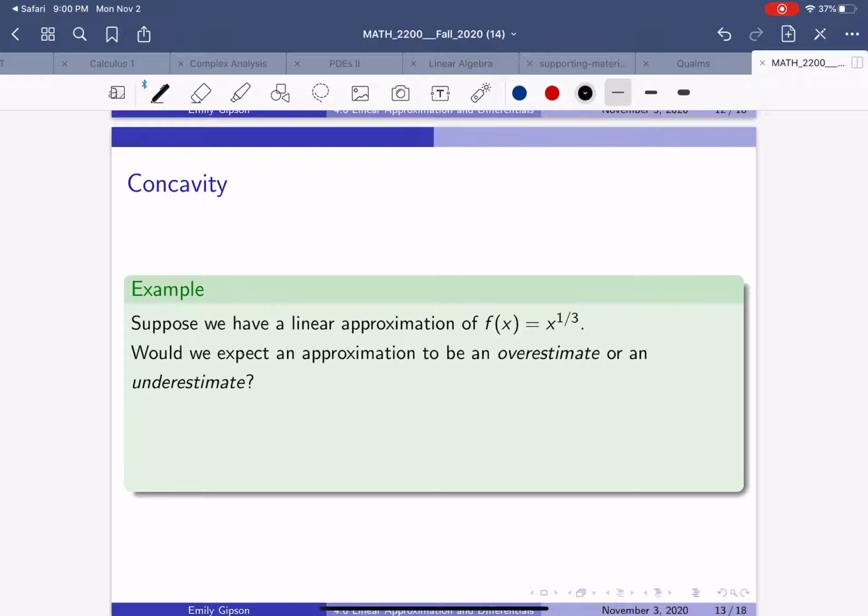And the answer comes from the fact that x to the 1/3 is always concave down. It looks something like this. So we expect that when we draw a tangent line at any point, it's going to be an overestimate.